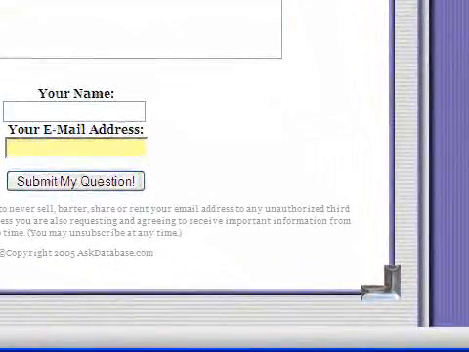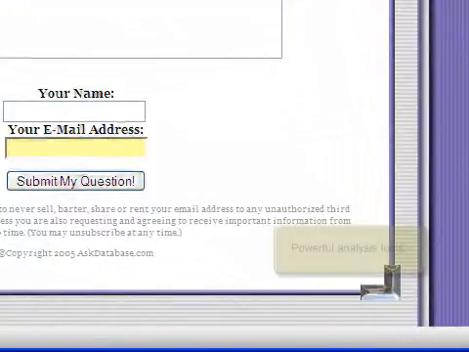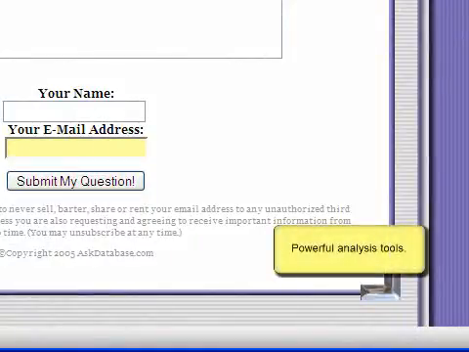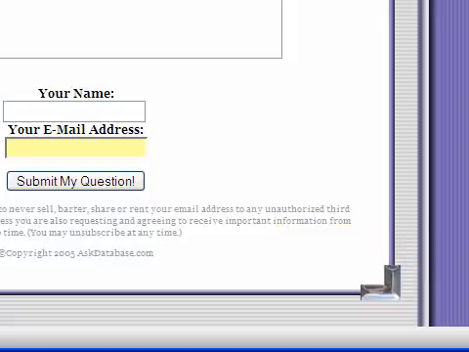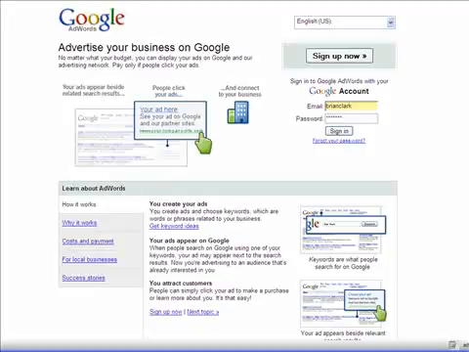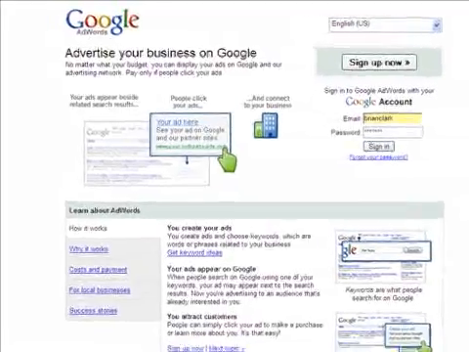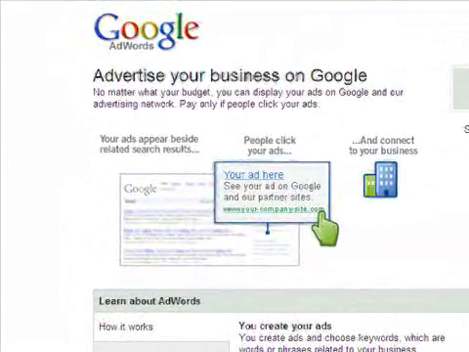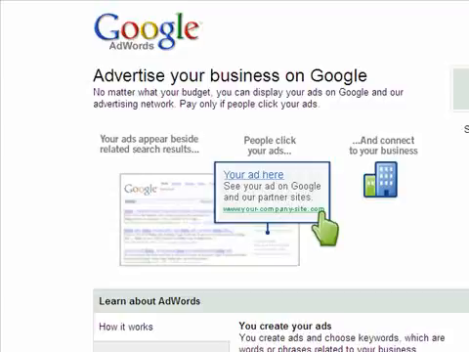And then once you collect all your survey information, the Ask Database has tools behind the scenes that allow you to analyze the data and figure out what the trends are among the responses. Pretty good stuff. So, how do we get people to go to our page, much less answer our question for us? Well, what we're going to do is buy some really cheap pay-per-click ads in the Google AdWords program.